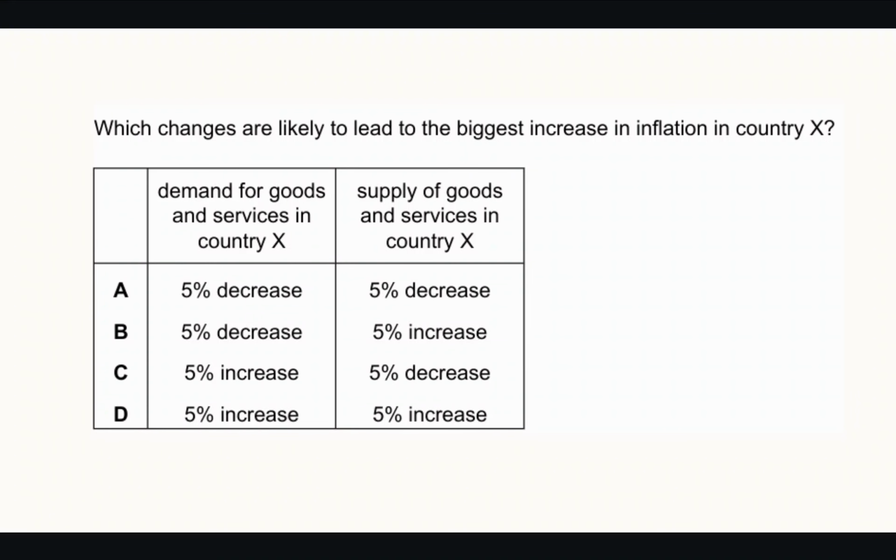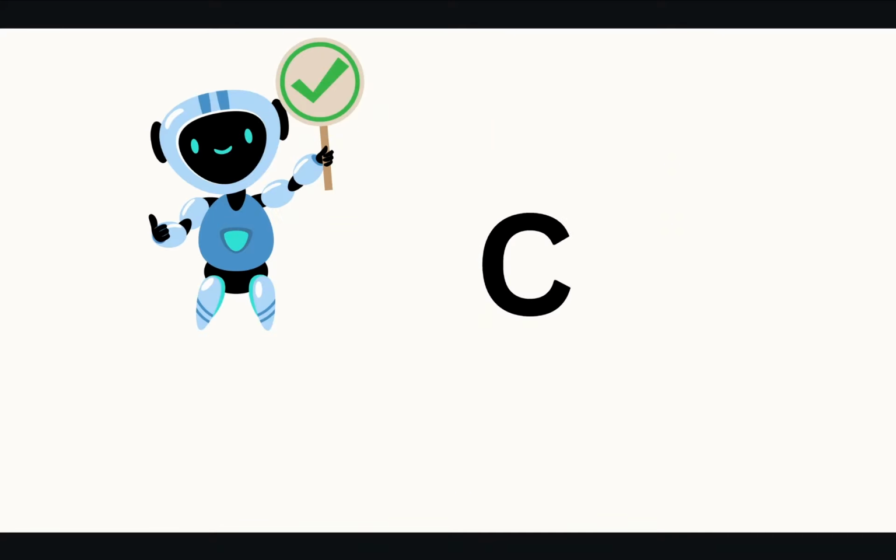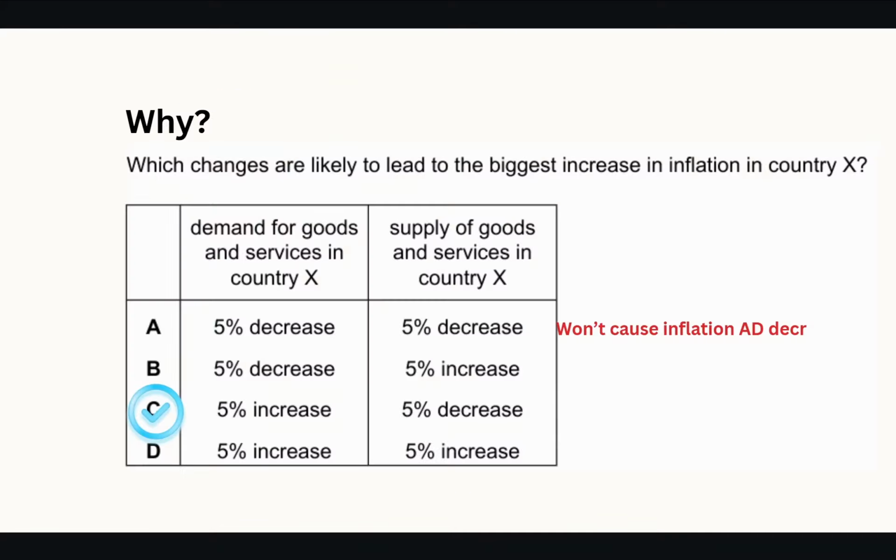Which changes are likely to lead to the biggest increase in inflation in country X? We are faced with 4 options, A, B, C, and D. Which one is the right answer? Time to think. The answer is C. How did I get to C? Let's look at option A. If there is a 5% decrease in demand for goods and services and a 5% decrease in the supply in country X, this won't cause inflation. It will actually cause aggregate demand to decrease.